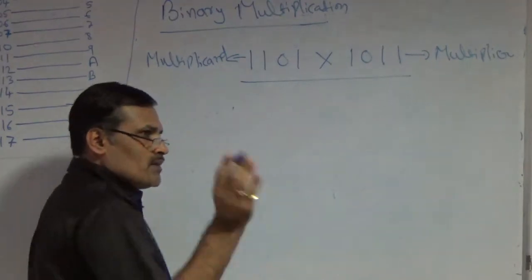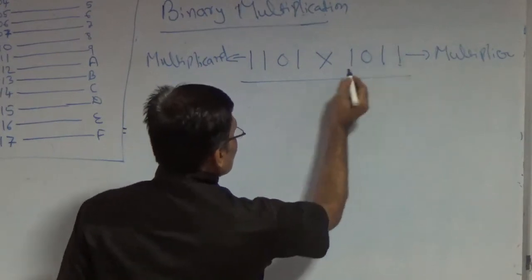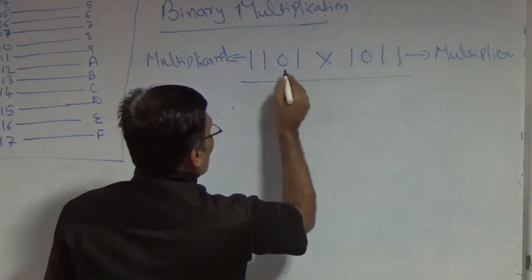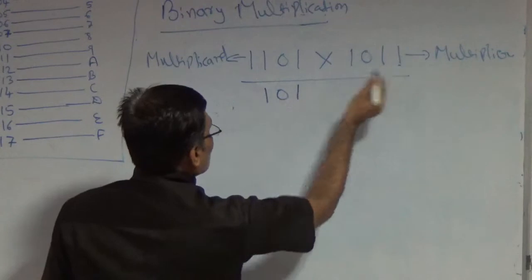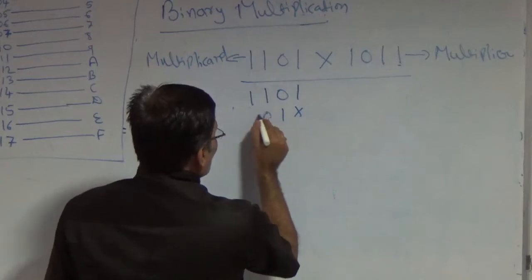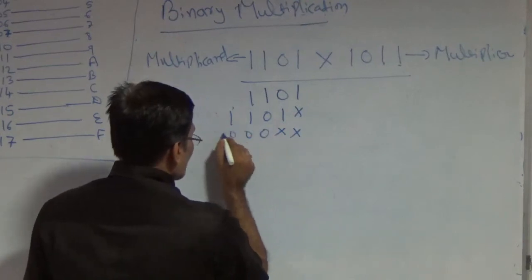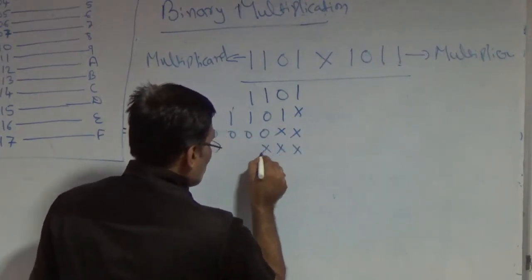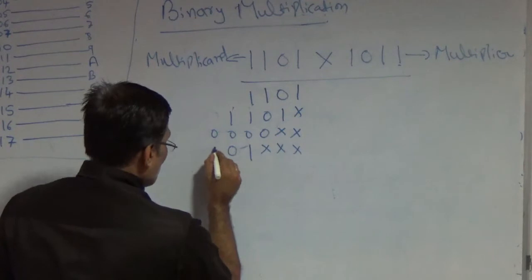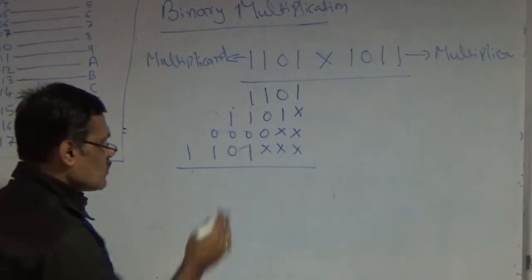Let us follow the same procedure that we followed with respect to the decimal number system. Take this digit and multiply with all the other digits of the multiplicand. So 1 into 1 is 1, 1 into 0 is 0, 1 into 1 is 1, 1 into 1 is 1. Second, again 1, 0, 1, 1. The third one is 0, 0, 0, 0. The fourth one, again 1, 0, 1, 1. The same procedure you have adopted for decimal.